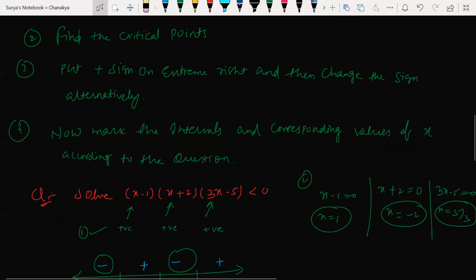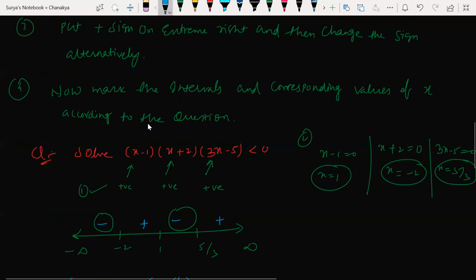Let me tell you one short trick here. Whenever you have powers, what is the power of this term? 1. What is the power of this term? 1. What is the power of this? 1. Whenever the power is odd, like 1, 3, 5, 7, and so on, you have to assign plus, minus, plus, minus, plus, minus from the right to left. Clear? Understood my point? Understood or not, children? Yes. This is how I need to assign.